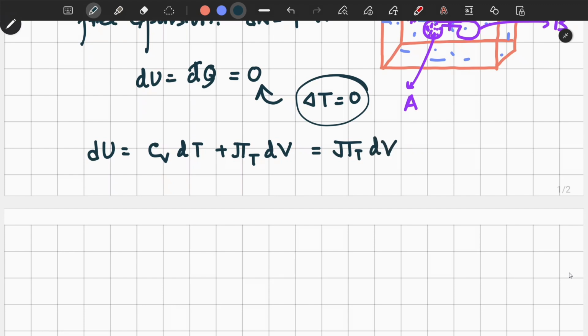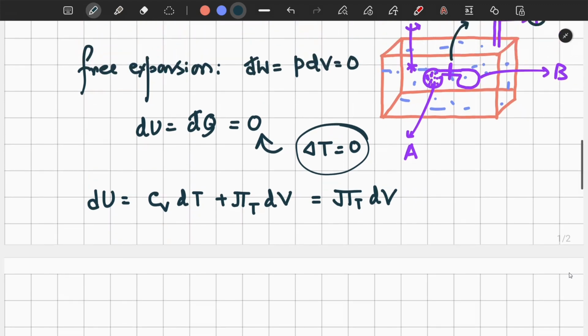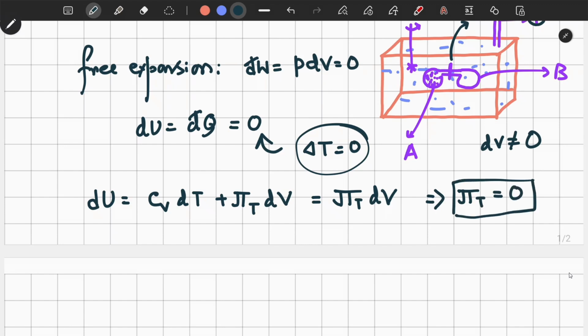Volume is changing. For this gas, that is expansion, right? It's a free expansion, but that is expansion. So due to this expansion, dV is not 0. So clearly, pi T is 0. According to Joule's experiment, pi T should be 0.